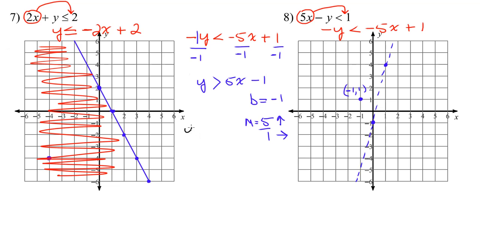So y is greater than 5x minus 1. And so (-1, +1): my y value is 1, and my x value is -1. 5 times -1 is -5, and -5 minus 1 is -6. So we get the statement 1 is greater than -6, and that is true. So I know that the side I need to shade is the left side.